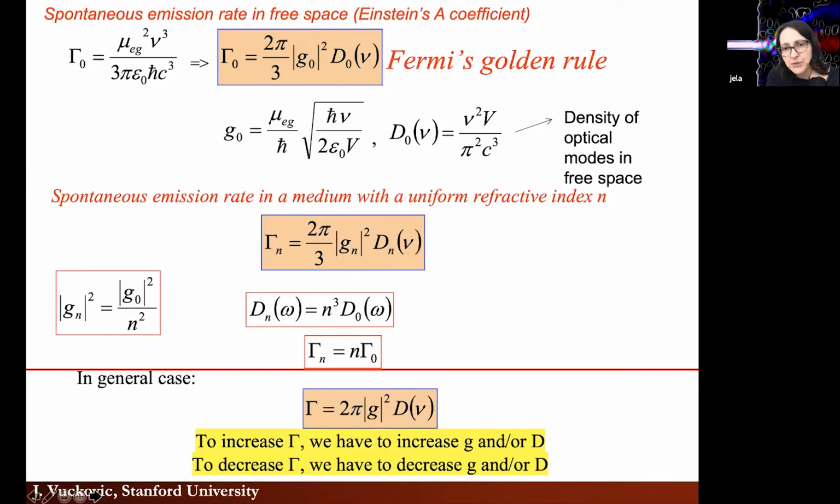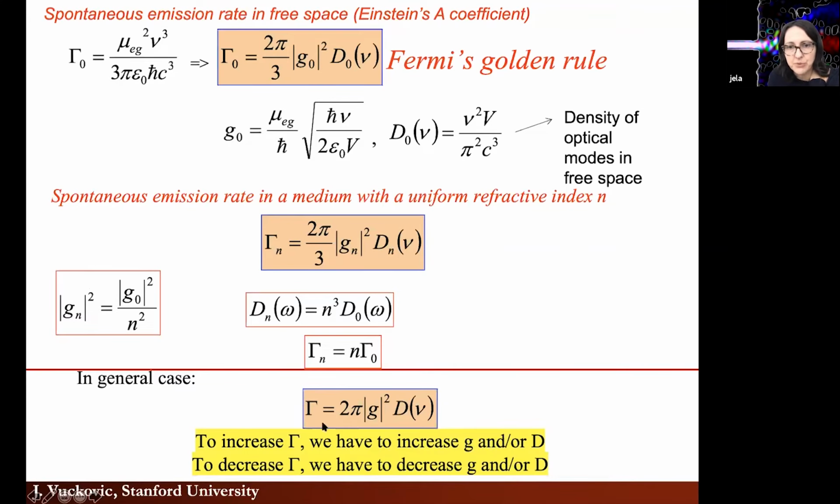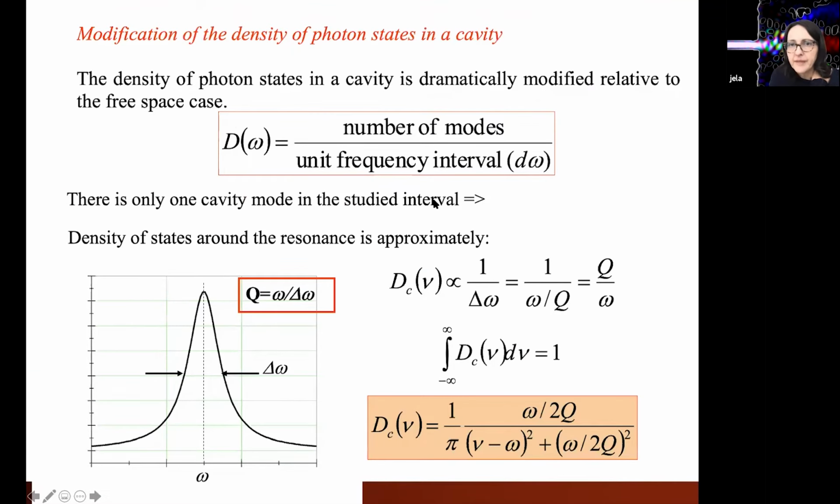So now, we'll spend some time still looking into Fermi's golden rule and seeing how a cavity can change it, right? So going back to this, the spontaneous emission rate depends on g squared and depends on the density of optical modes. How does that change in the cavity, right? Is g different and is the density of optical modes different? So first, let's look at the density of optical modes.